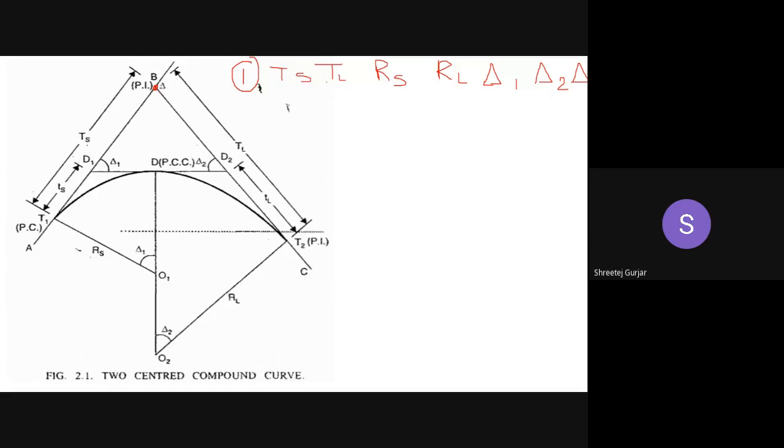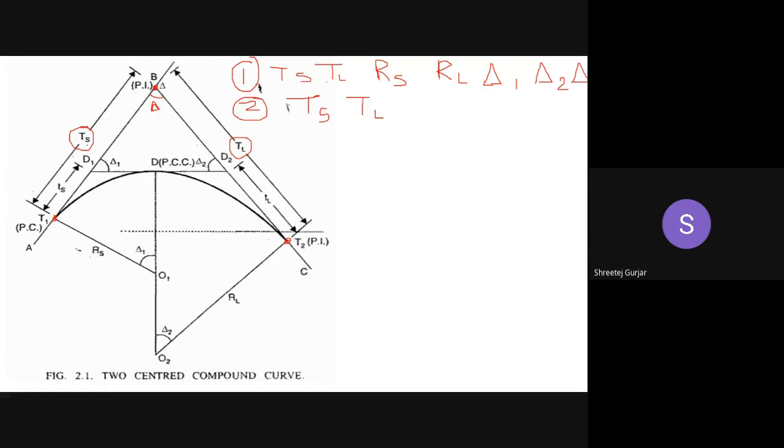Okay, this point B will be known to us. You know this particular second step. In the second step, you know this TS and TL, right? This length TS and TL will be known. So from here, you can set out this T1 and you can set out T2. This point you can set out. You can set a theodolite over here. This delta value will be known to us, right?